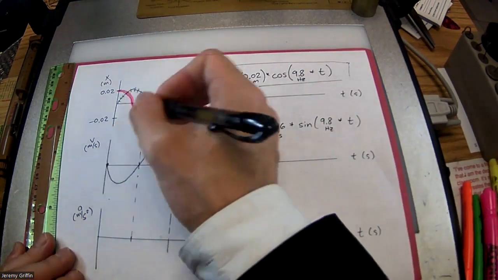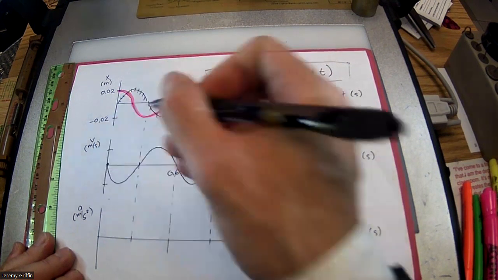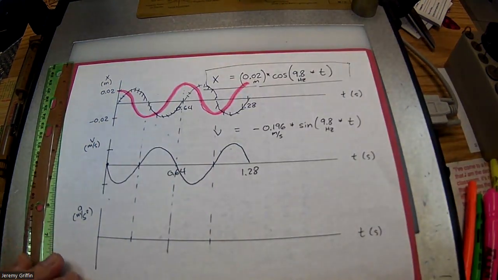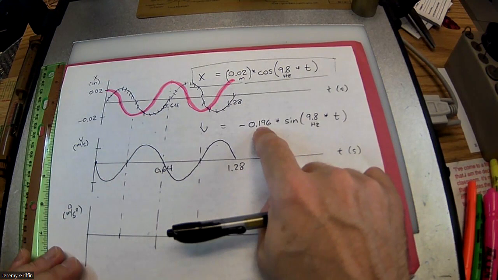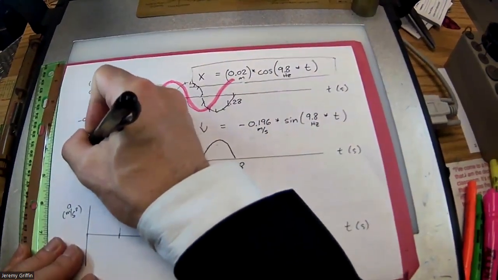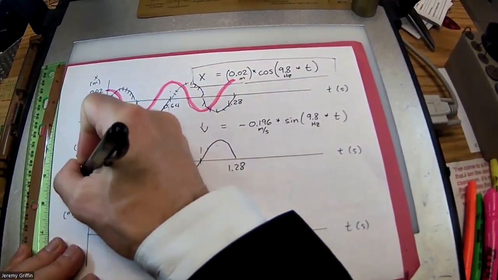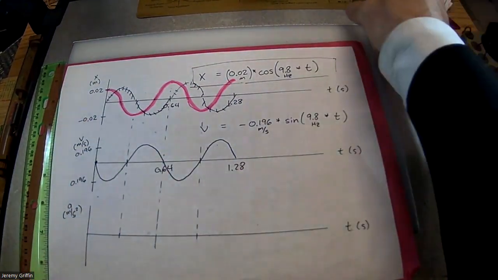And a really good question you could get out of this is, what is the maximum speed? Who can tell me what is the maximum speed? 0.196 meters per second. Yeah, exactly. We just figured that out, but that would be a really good question, wouldn't it?